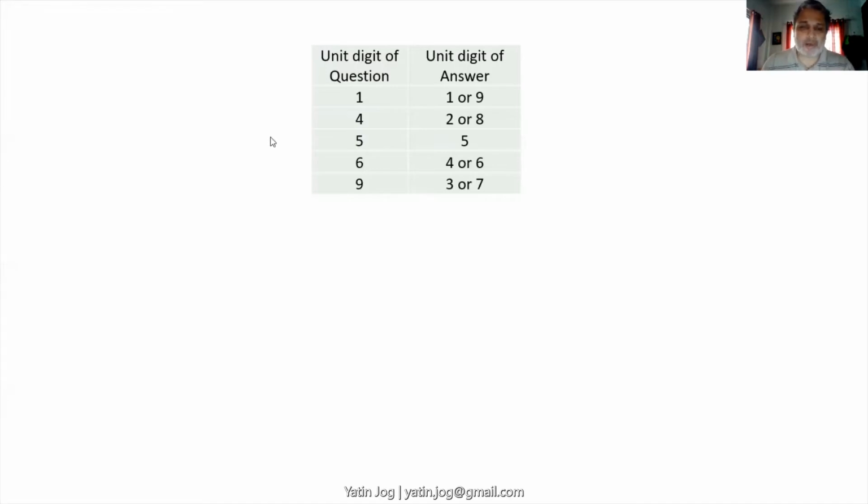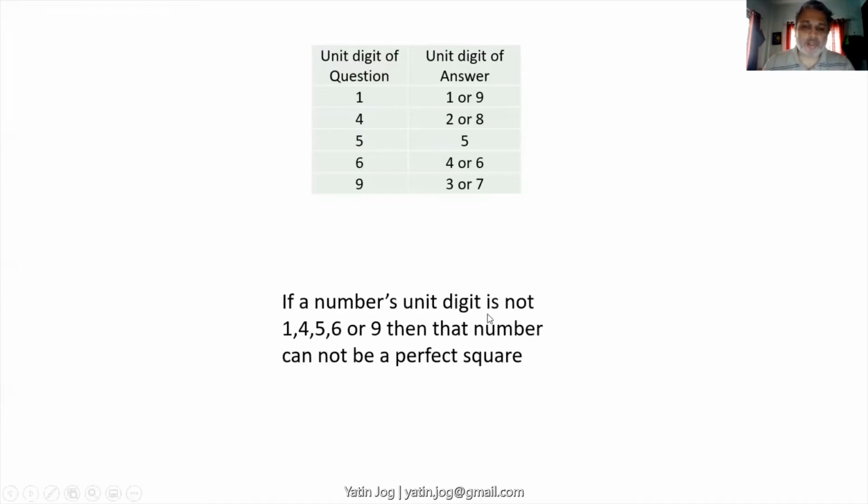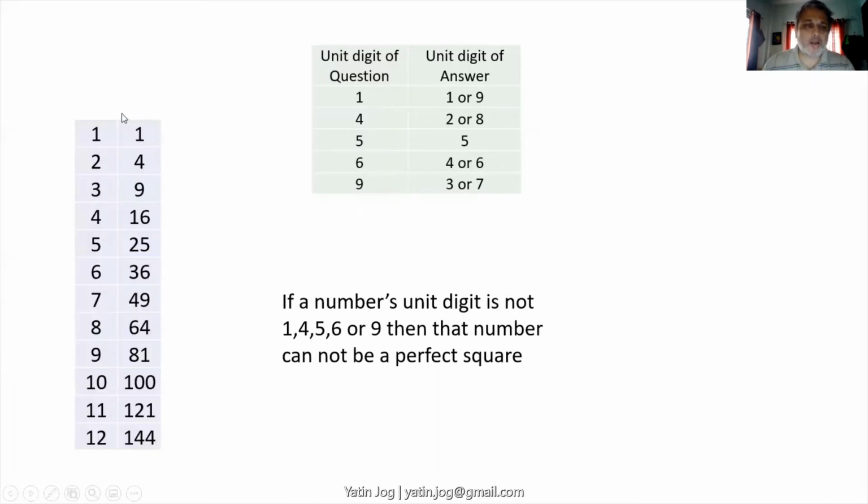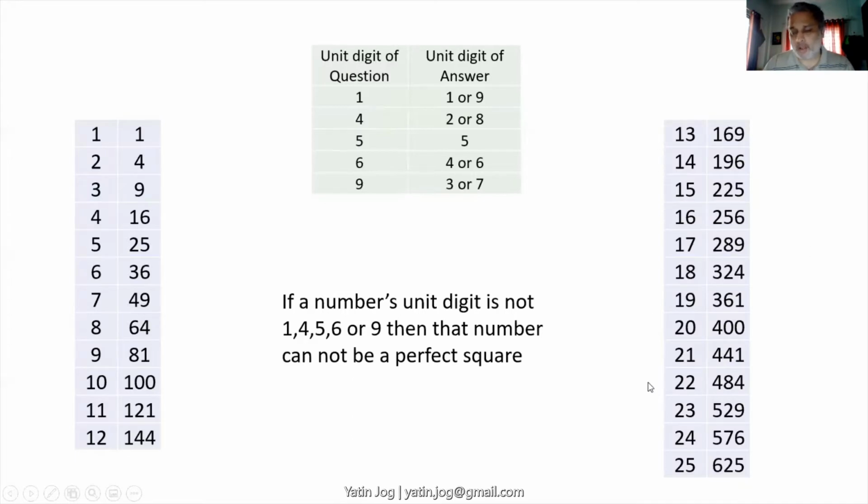As we have discussed, if the number's unit digit is not 1, 4, 5, 6, 9, then that number cannot be a perfect square, because if you square any number, you cannot get 7 as a unit digit. So that is the basic rule. You have to be aware of the squares of the first 12 numbers at least to use this method. And if you know the squares of numbers from 13 to 25, even better. If you know the squares of the first 25 numbers, this method is very useful.